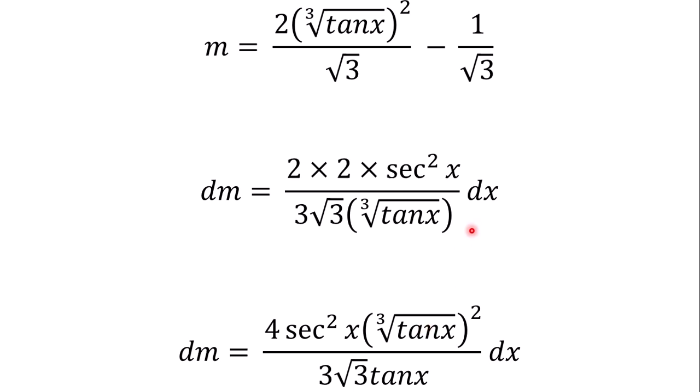I can just make it fast. When you write that, the answer will just give us 4 times secant x squared over 3 root 3 times cube root of 4 tangent x dx. But at the end of the day, we have to rationalize. The other part, remember, we rationalize. But how do we do the rationalization?